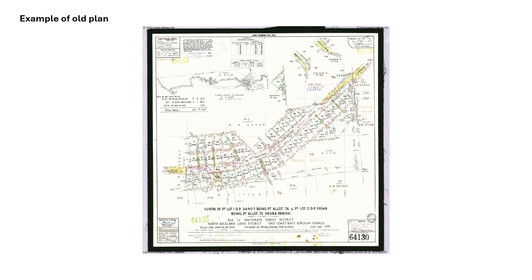You will notice at the bottom there are different district councils and local councils listed in old plans that may not be current. For example, you can see the East Coast Bays Borough Council. It's obviously no longer there.